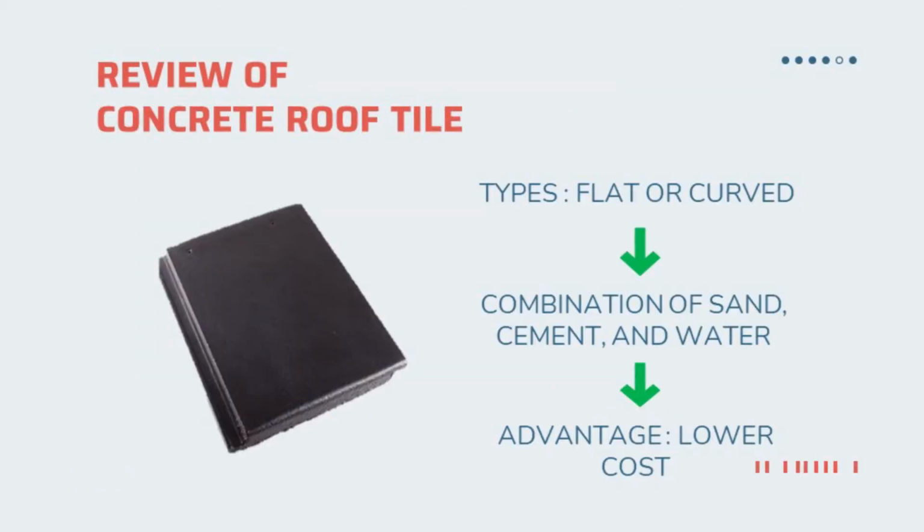Concrete roof tile is a material composed of a combination of sand, cement, and water. There are two types of concrete roof tile, which are flat or curved. The advantage of this concrete roof tile is lower cost.